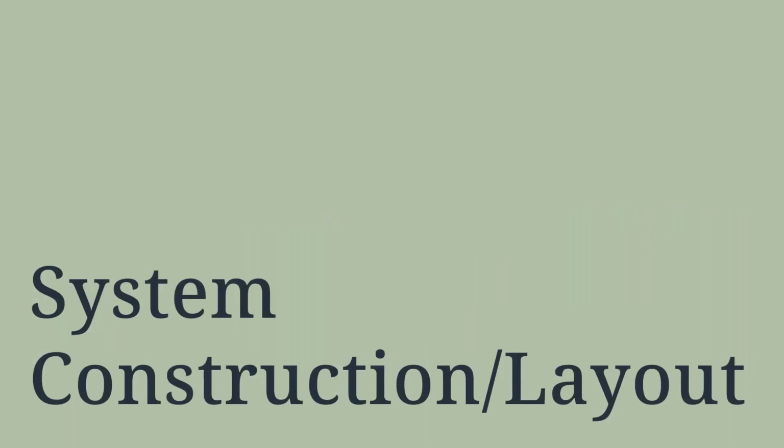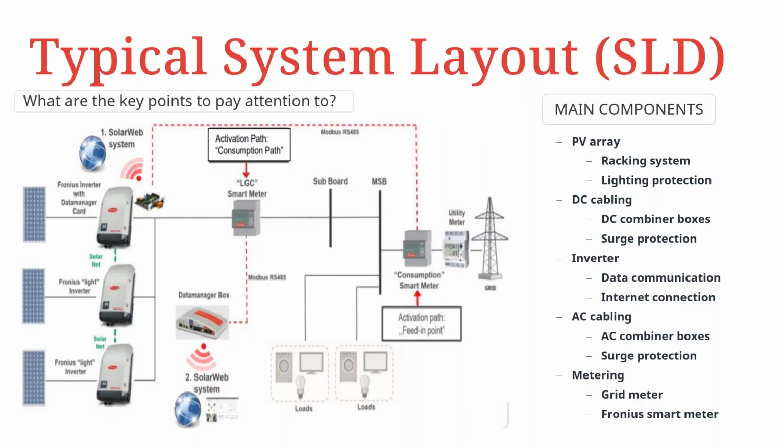Next topic is system construction or layout. On a typical system layout or SLD, you'll have main components. You'll have your PV array, which is your racking system and lightning protection, followed by your DC cabling. This will be your DC combiner boxes if necessary, or surge protection, which is always advised, as well as your inverters, and then followed by your AC cabling.